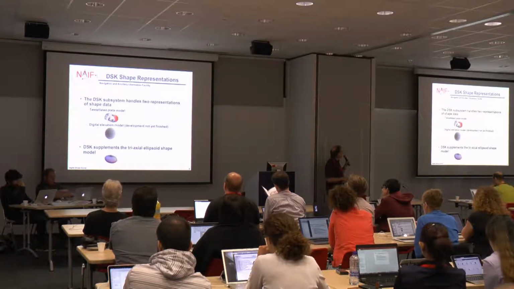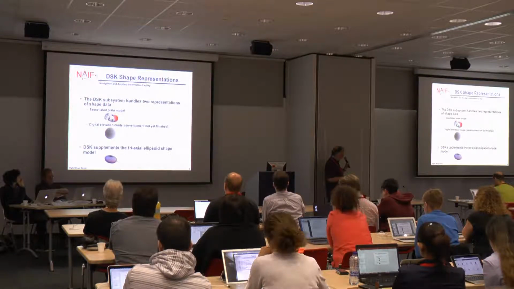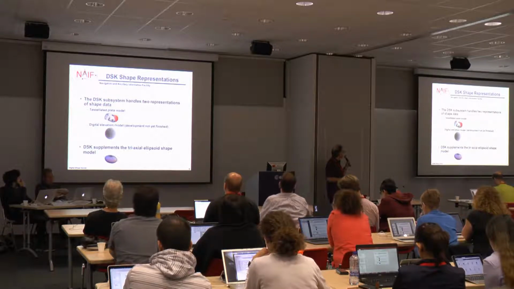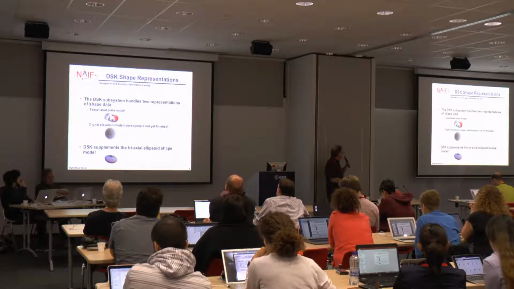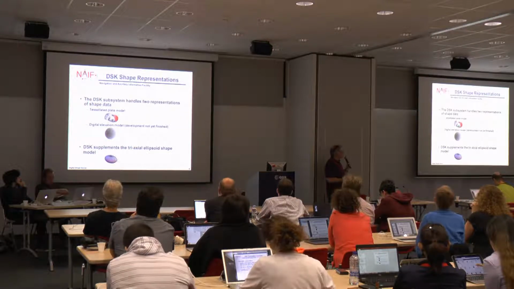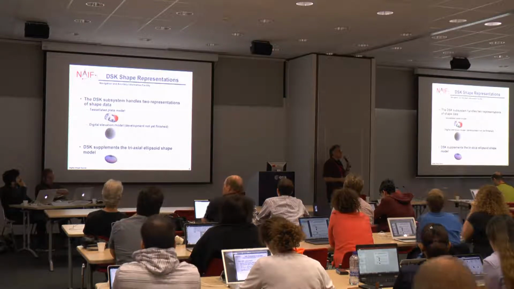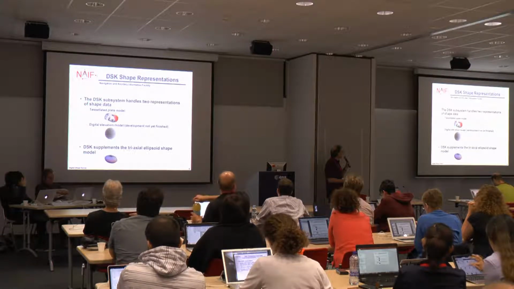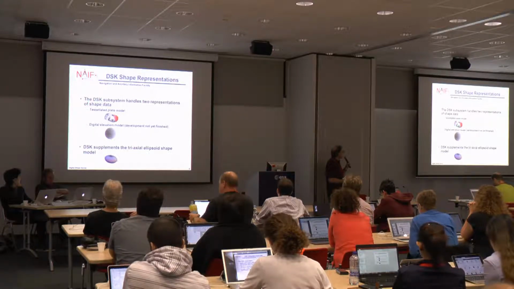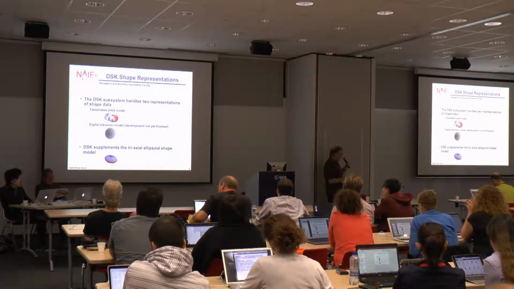It handles two representations of shape data, a tessellated plate model and a digital elevation model. But development of the digital elevation model portion is not complete, and there isn't any support for it in the N66 toolkit. DSK supplements the triaxial ellipsoid shape model already supported by SPICE.